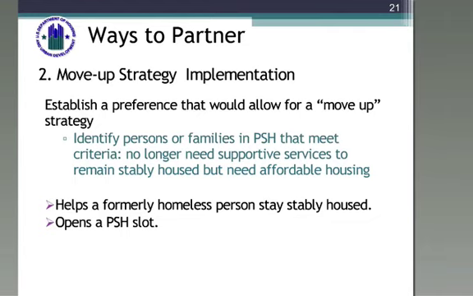A PHA could establish a preference that would allow for a move-up strategy in partnership with their local CoC, in which the CoC would identify persons or families in permanent supportive housing that meet this criteria and would like to volunteer to leave the permanent supportive housing program in favor of another affordable housing option. A PHA could then provide a public housing unit and/or voucher to those persons who volunteer to exit permanent supportive housing and enter a public housing unit or use a voucher. More information on this move-up strategy and working with CoCs to implement it will be coming soon.